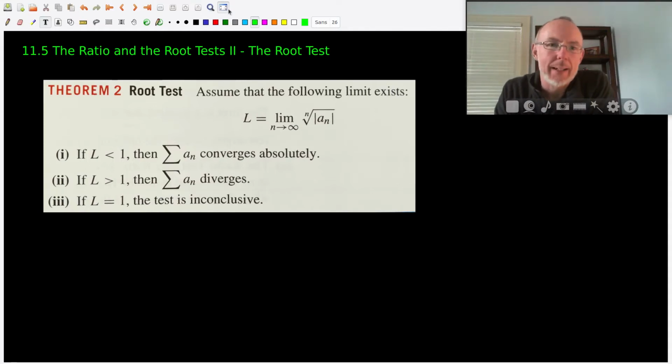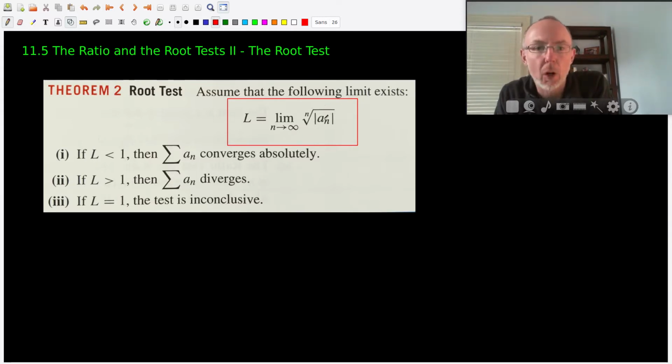Hey, welcome back. Today we're going to build on the ideas we had last time, as we always do, and we're going to look at the root test, which is very similar to the ratio test in the way that the conclusions are kind of made, but it works with a different object. So in this case, we're looking at the limit as n tends to infinity of the nth root of the absolute value of the nth term.